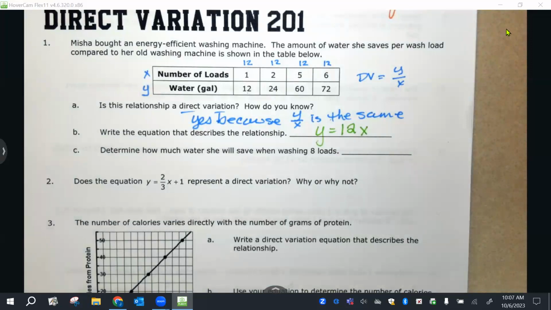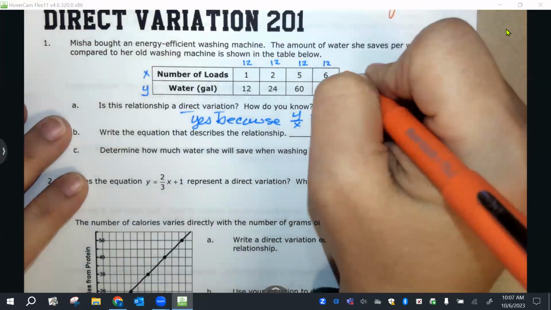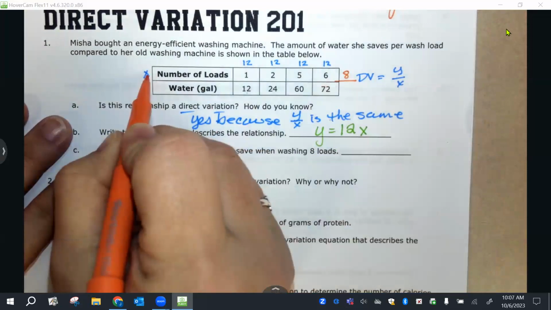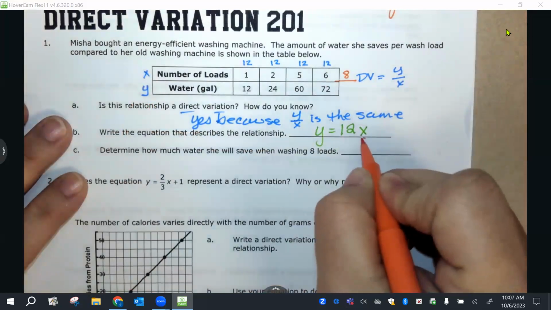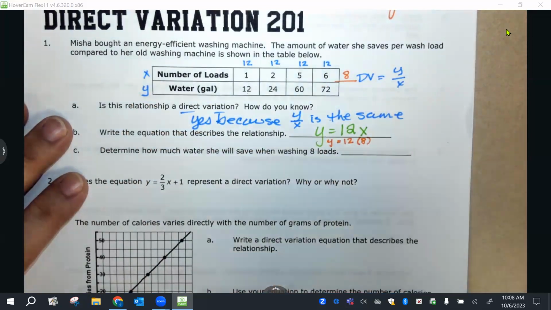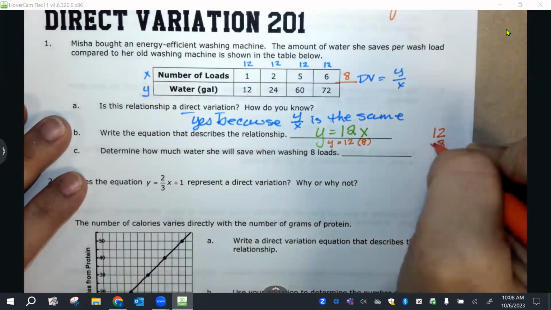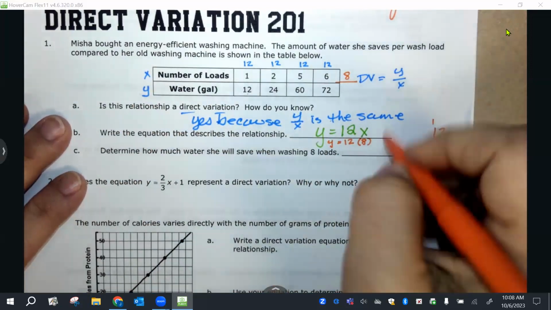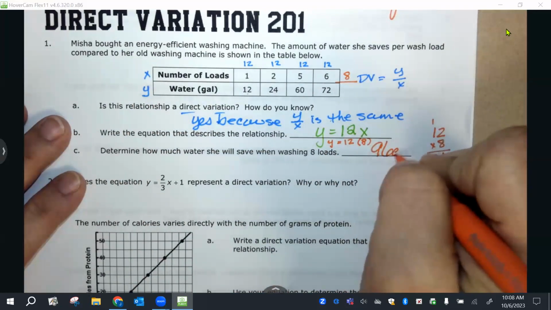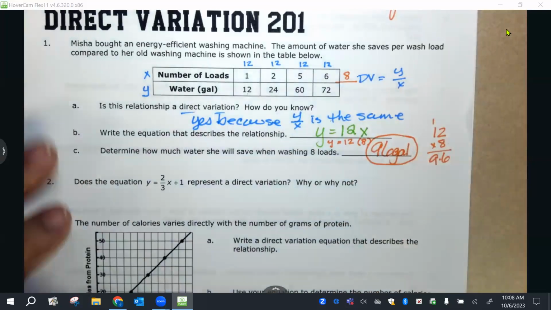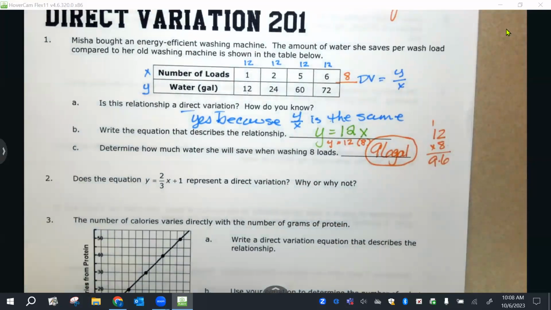C asks, determine how much water you need to wash 8 loads. Well, 8 loads would be here, and we need to figure out how much water. So 8 is my x. So here, I'm going to plug in 8 for x and multiply by 12 to get y. Well, I can use my calculator, or I can just multiply that 12 times 8 is 96. So we'll say 96 gallons. All I did is I plugged it into my equation and solved.